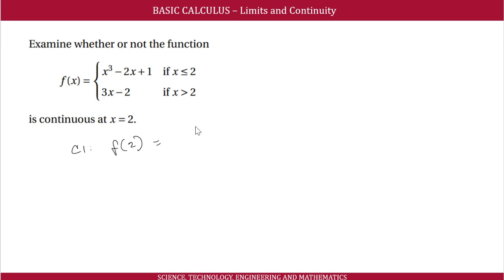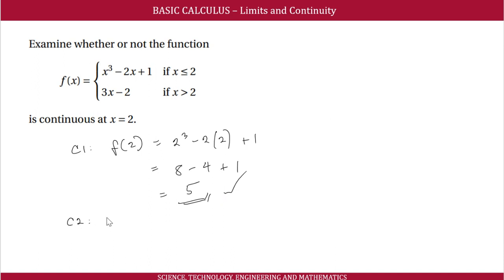So f of 2: x equals 2 belongs to the first subfunction because we have x less than or equal to 2. So we substitute 2 cubed minus 2 times 2 plus 1. 2 cubed is 8, minus 2 times 2 is 4, plus 1. 8 minus 4 is 4, plus 1, 5. So the first condition is satisfied because we have a value of f of 2.